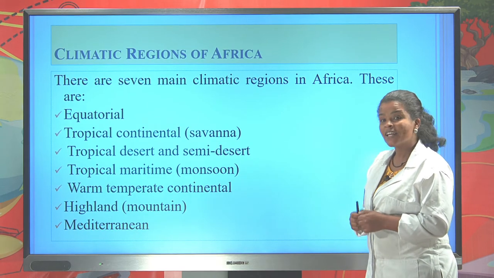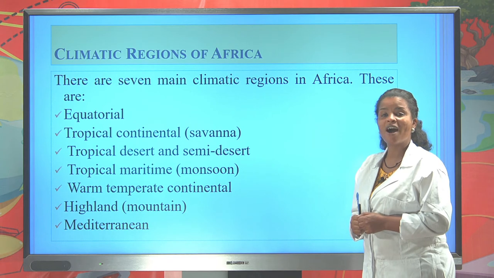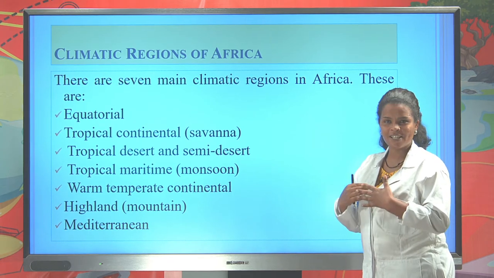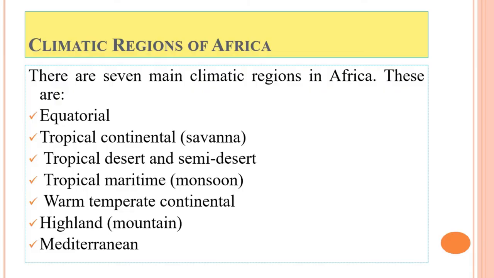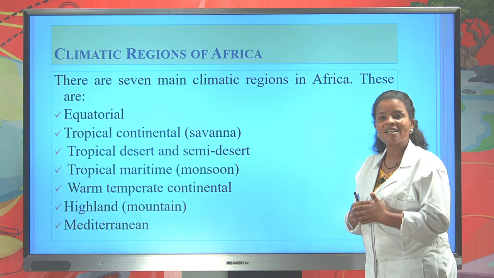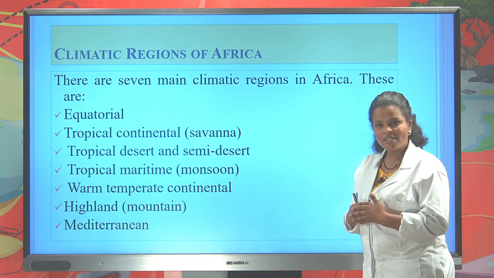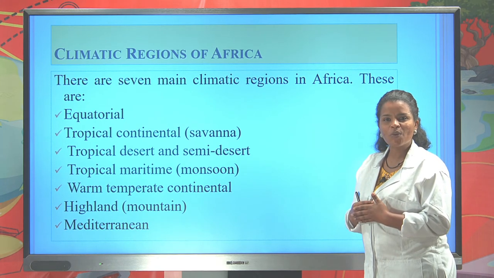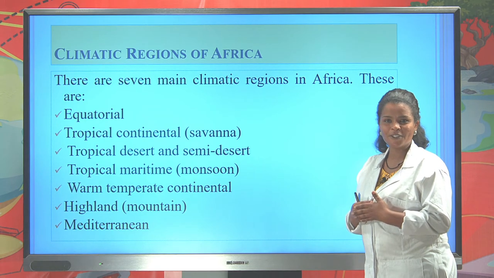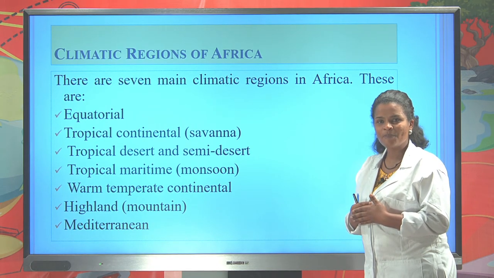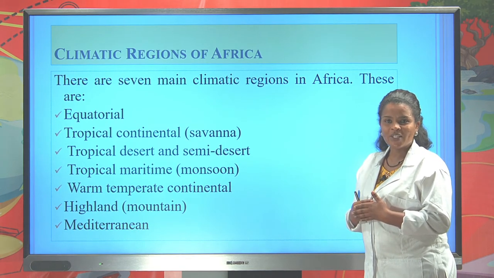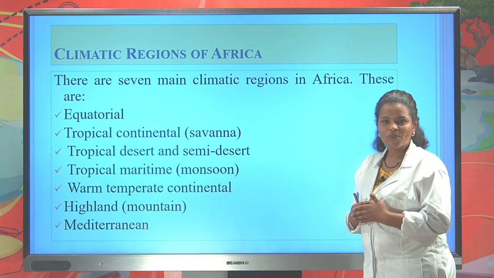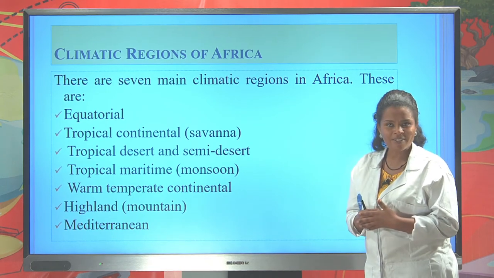Students, let us proceed to the climatic regions of Africa. As you have seen in the previous lesson, Africa has diverse relief features. This diverse relief results in diverse climate. So Africa has 7 climatic regions. These are the equatorial, the tropical continental or savanna climatic region, the tropical desert and semi-desert, tropical maritime or monsoon, warm temperate or continental climate, highland or mountain, and the Mediterranean climatic region.